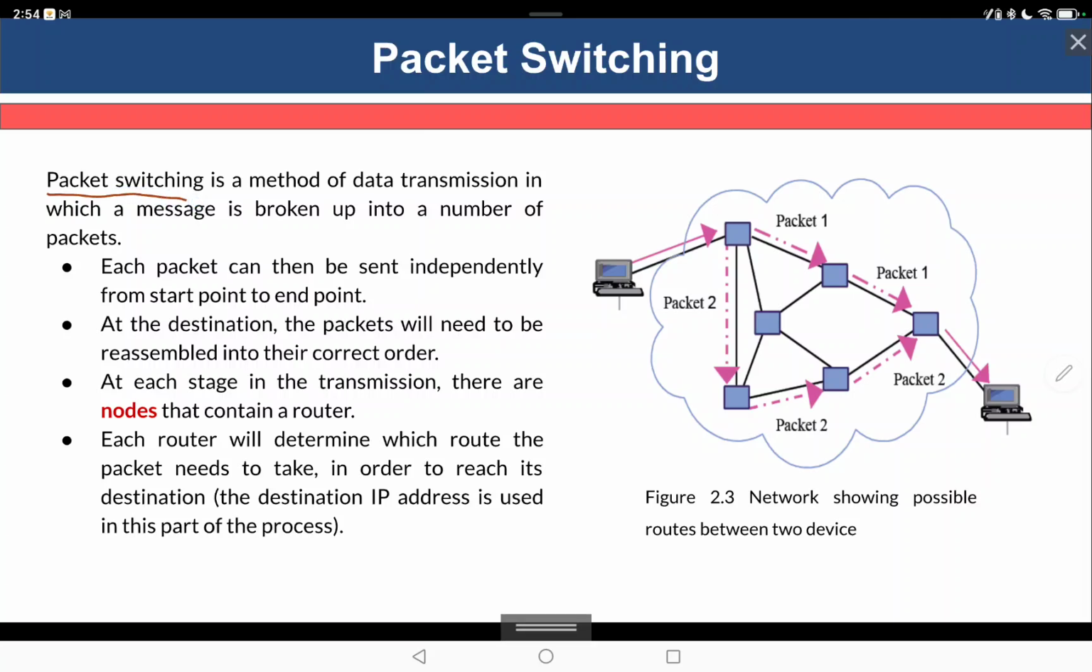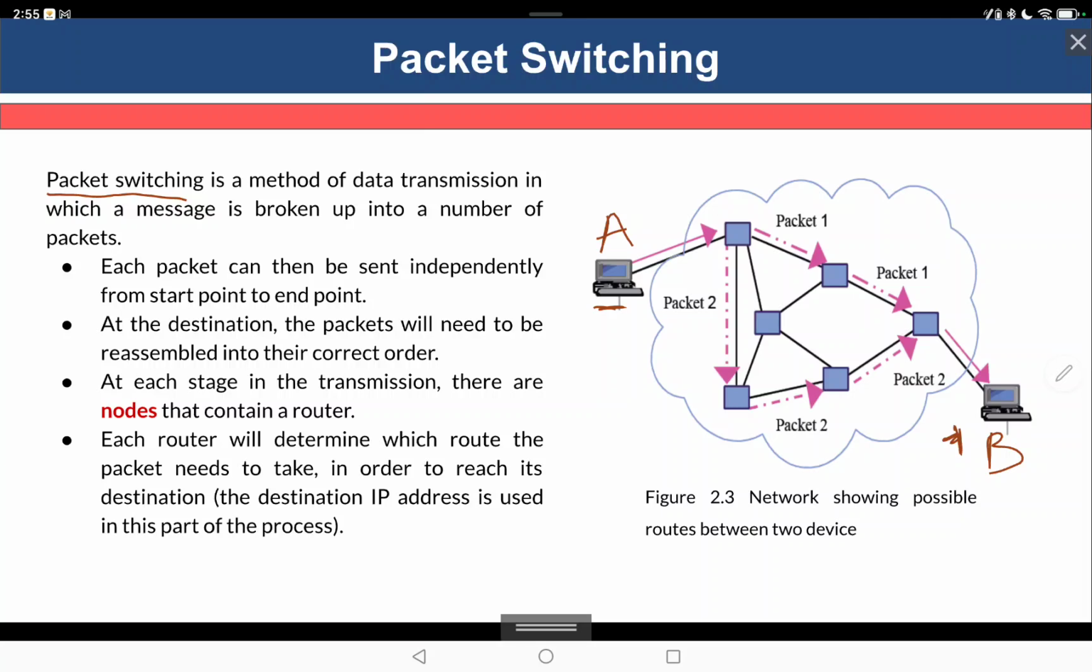So how does this work? Now, imagine this is computer A and data needs to be sent to computer B. Each packet can be sent independently from the starting point to the ending point. At the destination, the packet will need to be reassembled. Remember, the data will be split, it will be broken down, and the data might not arrive in the correct order. So when it gets to the destination, these data will be reassembled so that it's in the correct order.